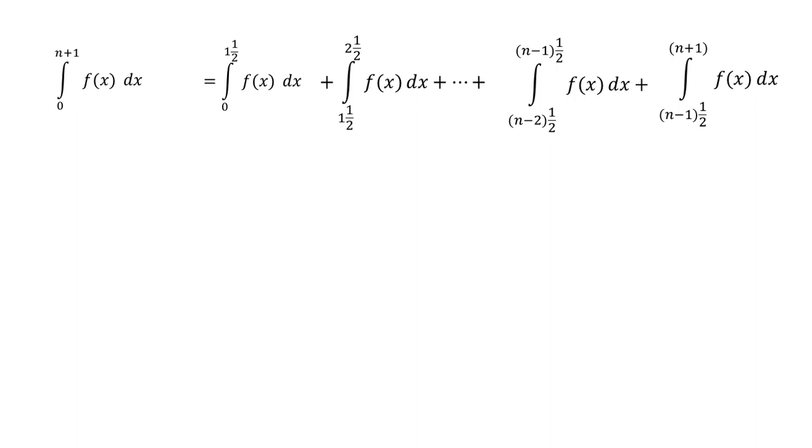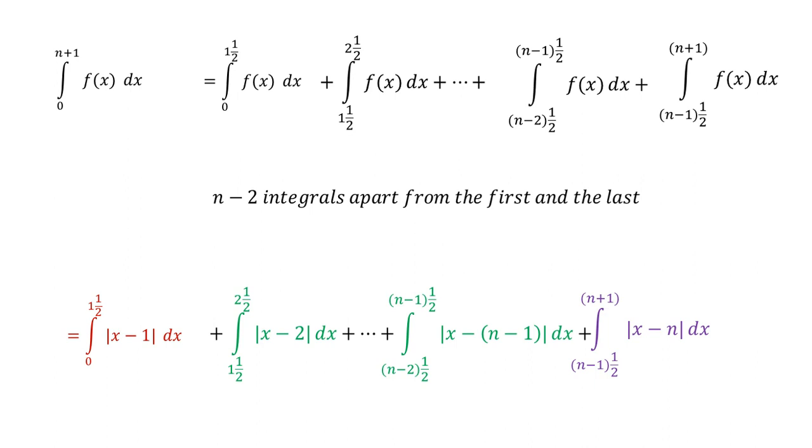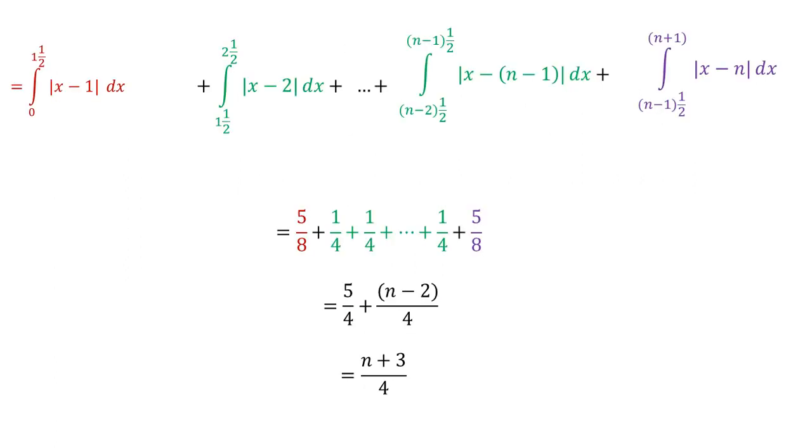Leaving the first and the last integral, we have n-2 integrals in total. Next, we put the values of f(x) as |x-k|, where k is the kth subinterval. Now, we have to simply solve these simple integrals involving the modulus sign. We simply integrate each of the integrals to get the final answer, which you can see on your screen. I have not shown the calculations, you can compute them easily. The values of all the integrals, except the last and the first one, are 1/4, while those two are 5/8.